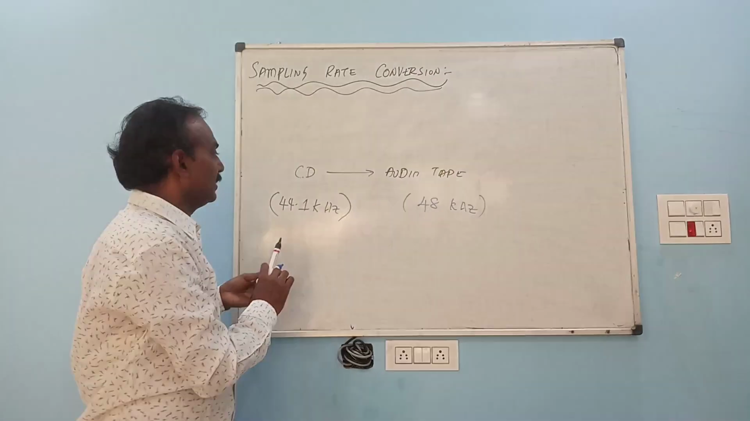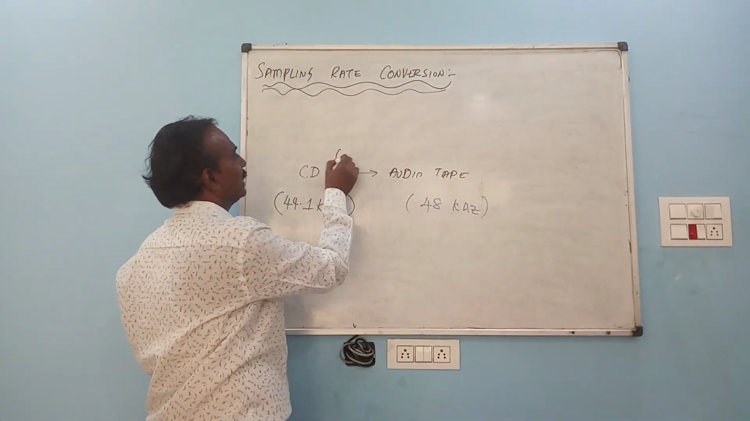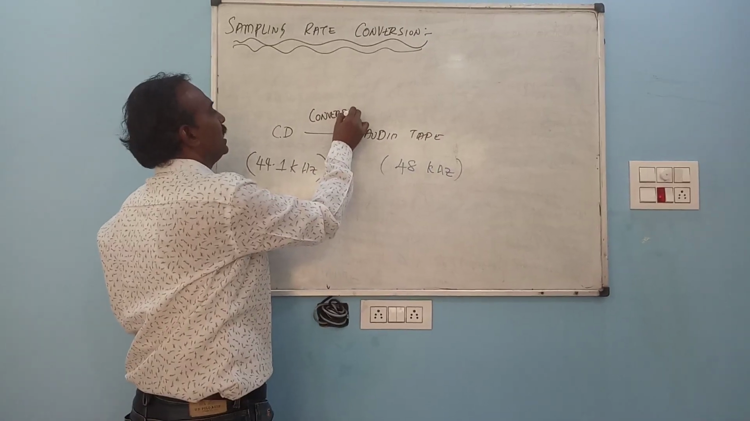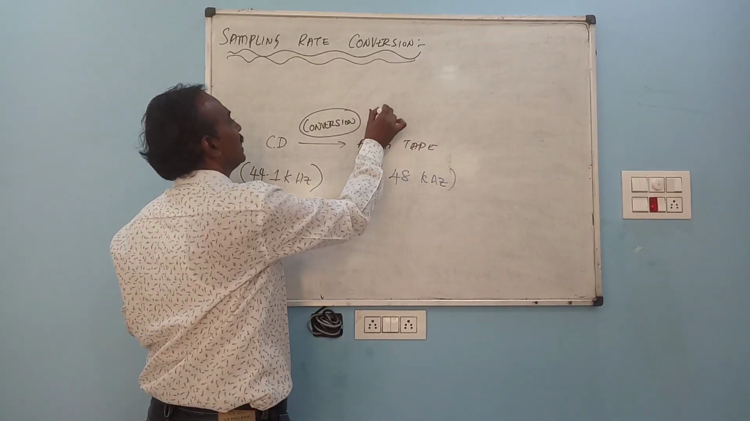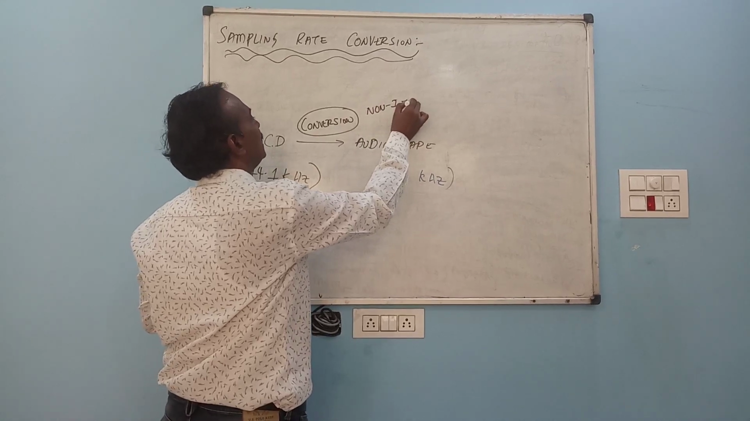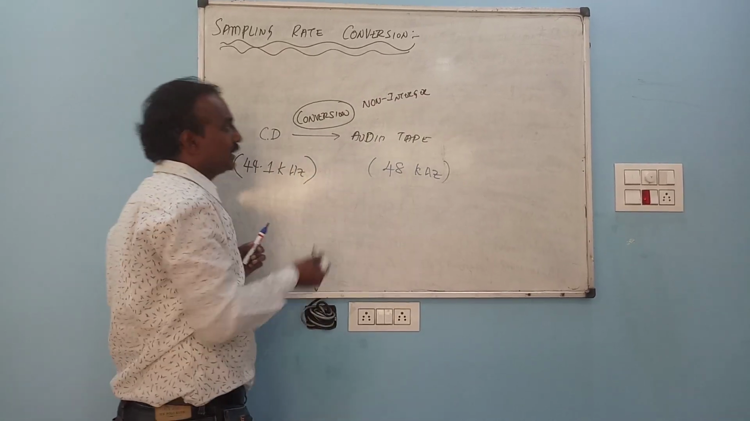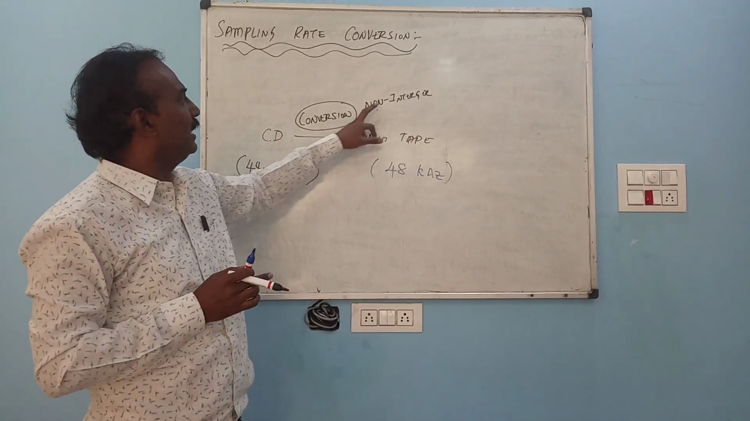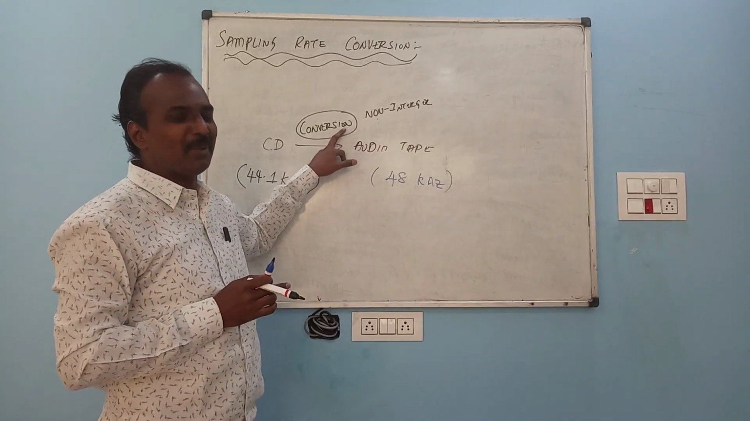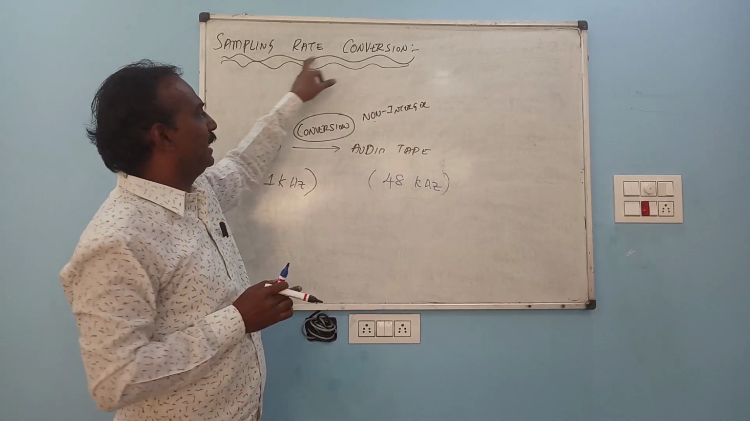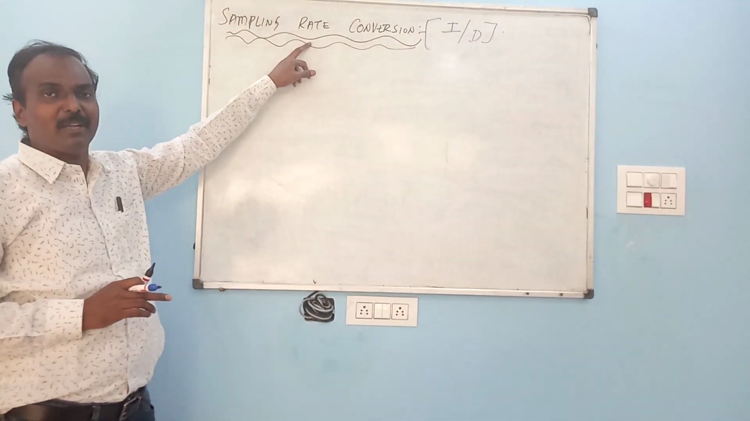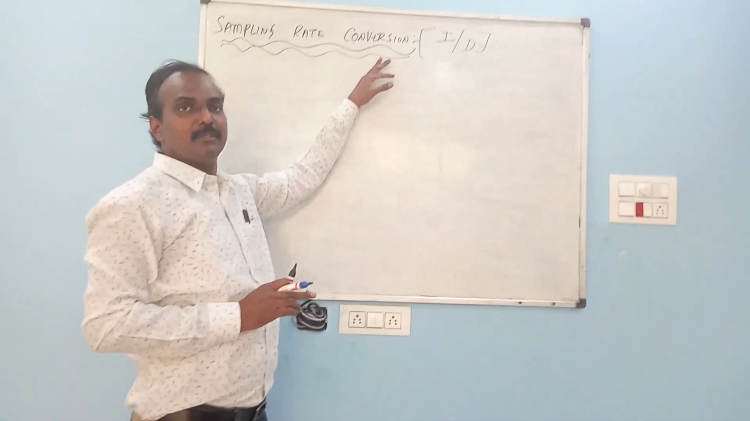Now this conversion, where we have non-integer conversion, wherever we are applying the process of non-integer conversion of sampling rate, we call it sampling rate conversion, right? So we apply sampling rate conversion for non-integer conversion.